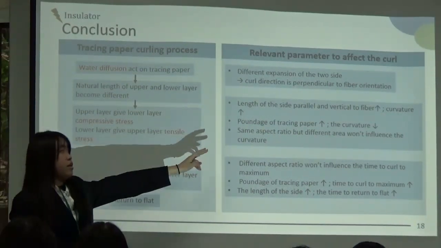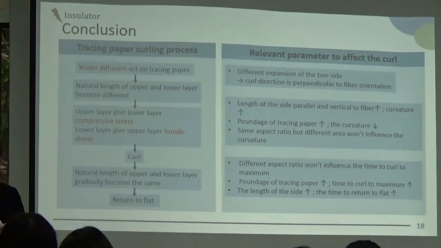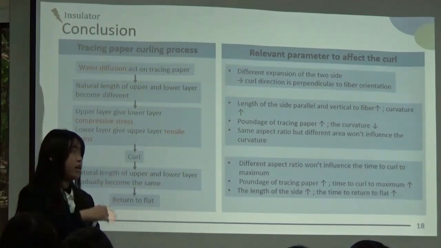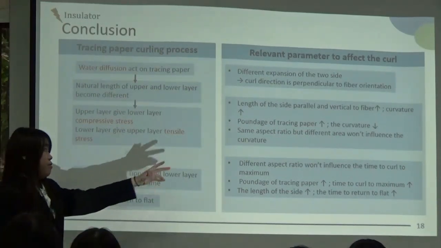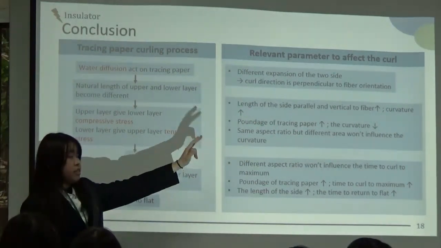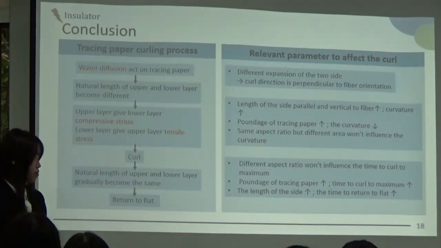And this part is that when the length of the side parallel and vertical to the fiber increases, the curvature will also increase. And when the poundage of the tracing paper increases, the curvature will decrease. At the same aspect ratio, but different area, the curvature will also be influenced.